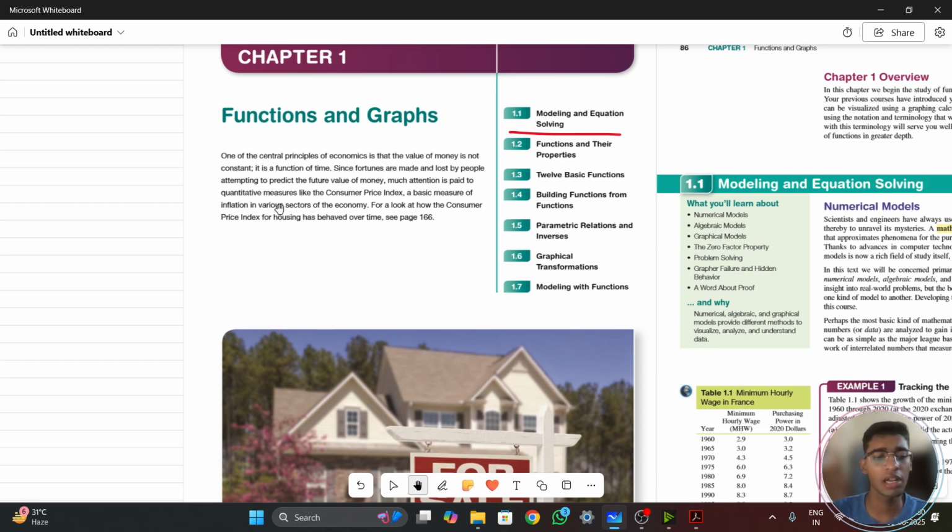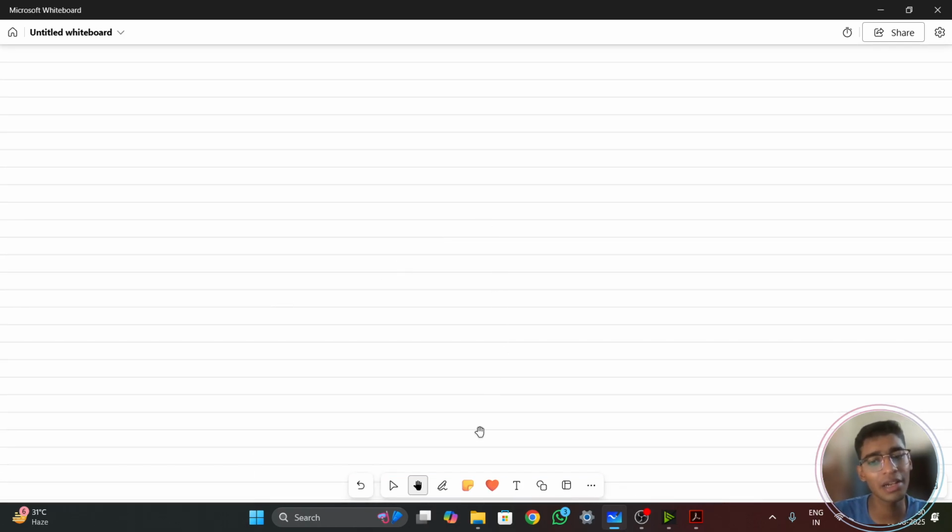So let's understand what actually functions and graphs are. According to the example given in the book, they tell that one of the central principles of economics is that the value of money is not constant, it is a function of time. Now let's understand it with the help of an example.